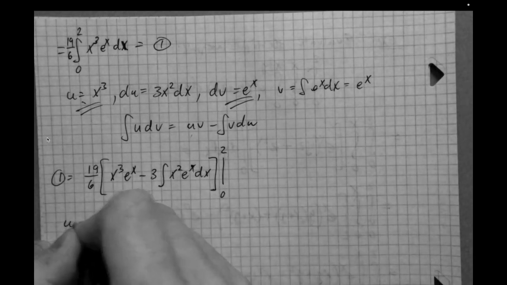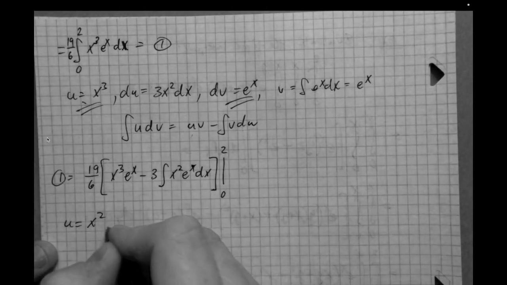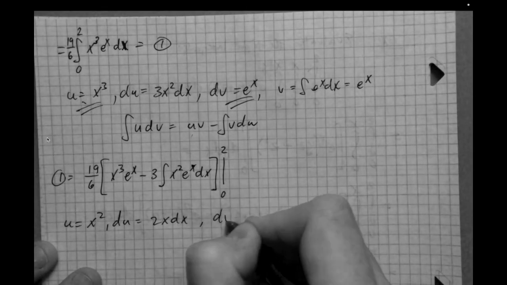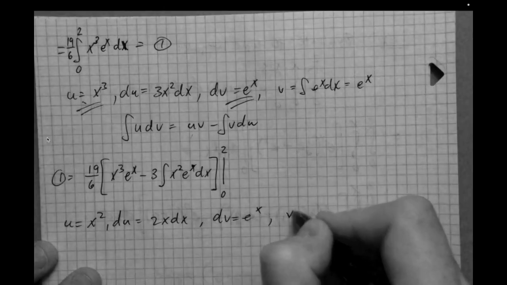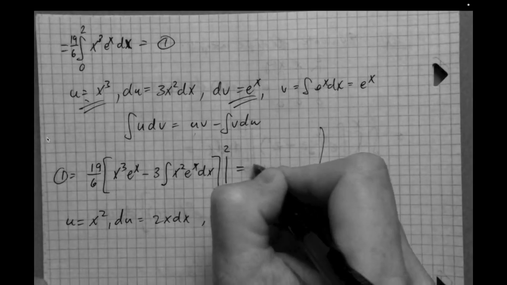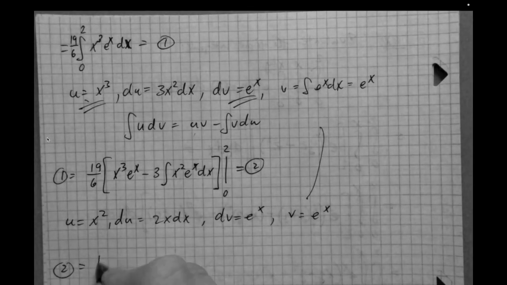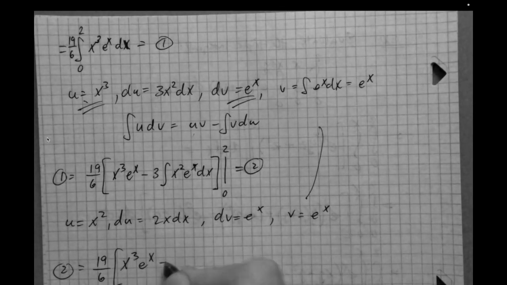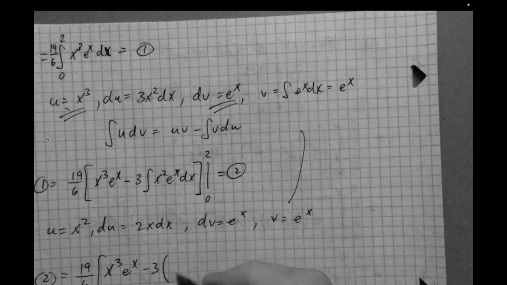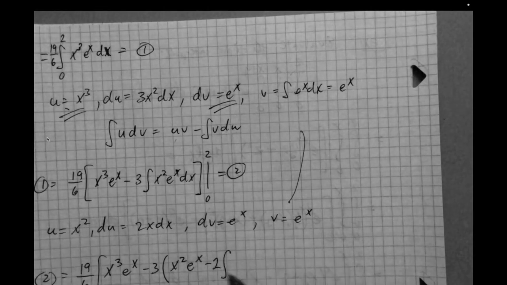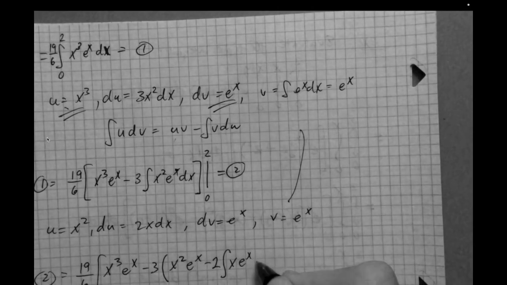Okay, so again, we'll say u is equal to x squared. That means du is 2x dx. And we'll set dv equal to e to the x. And similarly, that means v is equal to e to the x, just like above here. And so we would have 19 over 6, and then it's x cubed e to the x minus 3 times, right? Now what happens here? Well, same story. We'll say x squared e to the x minus 2 times the integral of x e to the x dx.